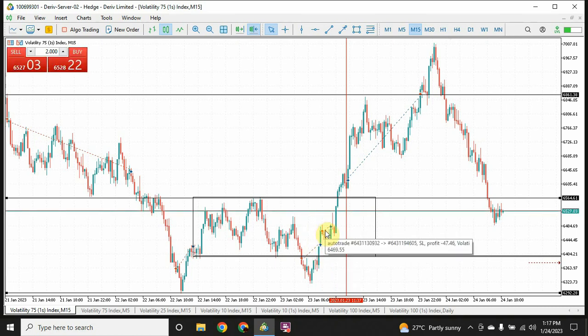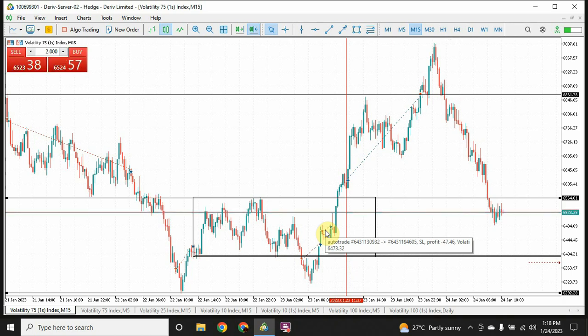As soon as you get a 1:2 risk-reward ratio, if you're risking $20 and you get $40, that's still a good trade. If you're risking $5 and you get $10 or $15, it's still a good trade. If you risk $1 and get $2 or $3, it's still a good trade.